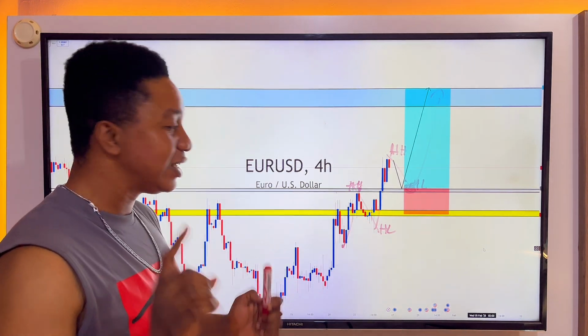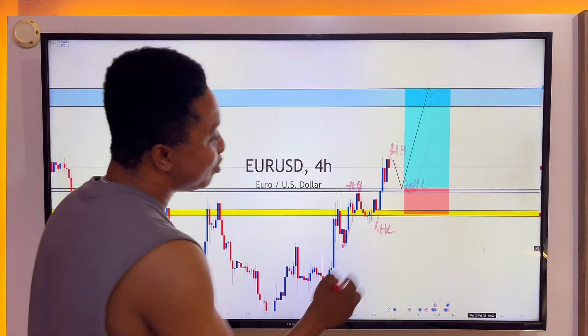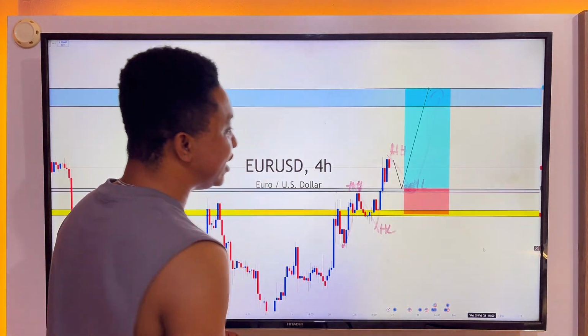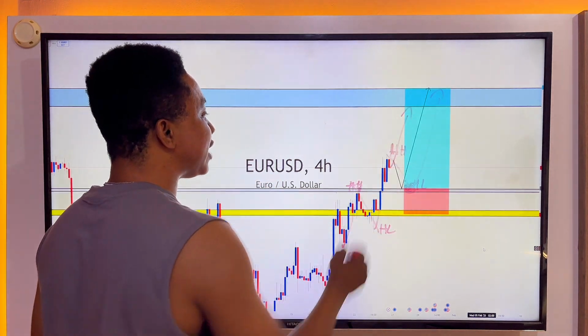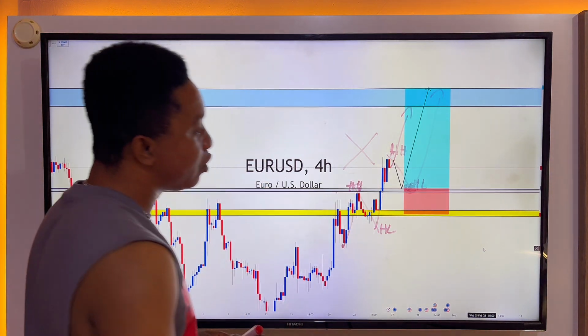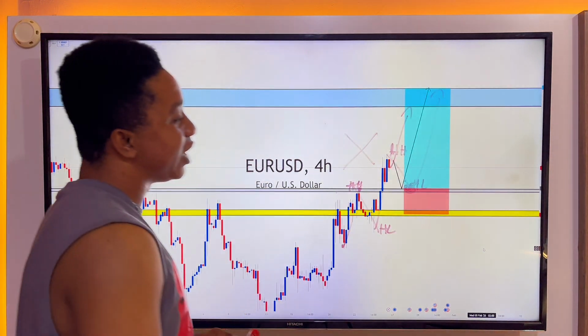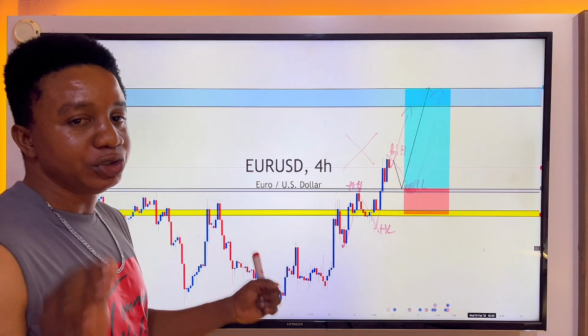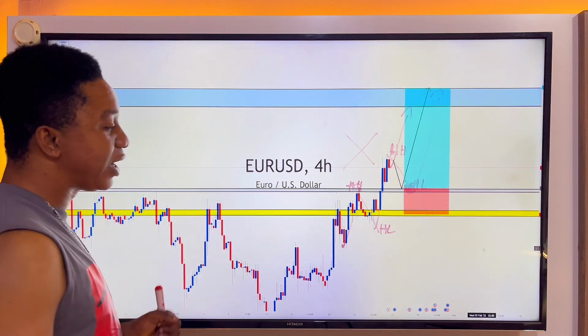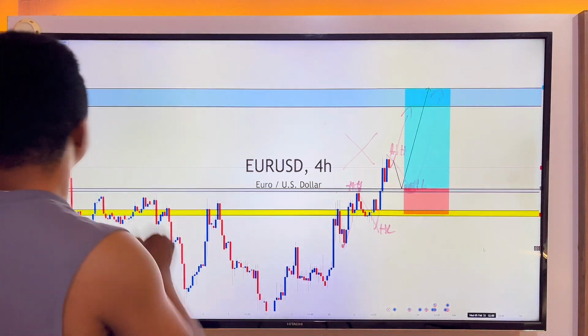Now, there's only one thing that can make this setup invalid. That is, if price fails to come back for the retest and simply sees continuation push to the upside, then this setup becomes invalid because we know that price couldn't complete the retest for us to buy all the way to the upside. So that's it also for EURUSD. Let's move on to the next pair at the moment.